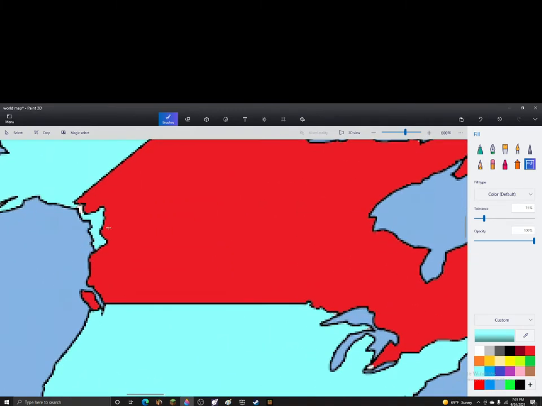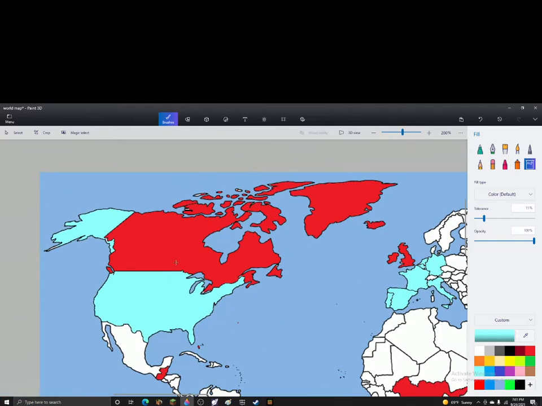The first thing the United States wanted to do was try to take out Canada and Greenland, so they'll actually have an advantage here.